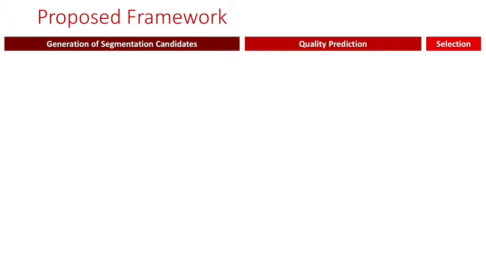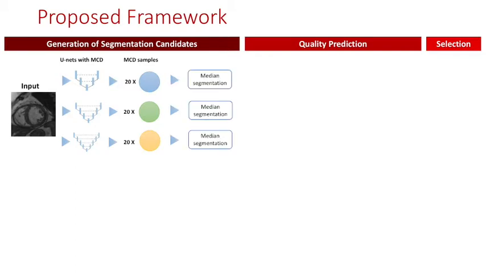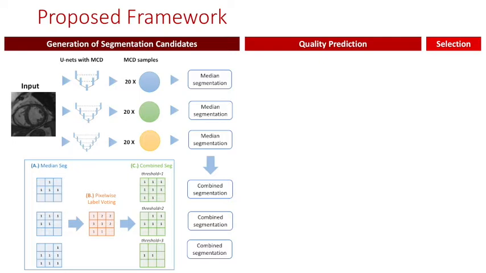There are 3 stages for this framework we proposed. The first stage is to generate segmentation candidates. For the same input, we apply an ensemble of multiple U-Nets with Monte Carlo dropout. Each unit generates 20 Monte Carlo samples. Then we use the median segmentation from each unit as segmentation candidates. We can also generate combined segmentations as candidates by a pixel-wise label voting scheme. Essentially, the median segmentations are added together pixel by pixel to generate a label voting map. Then we apply different thresholds to generate the combined segmentations.